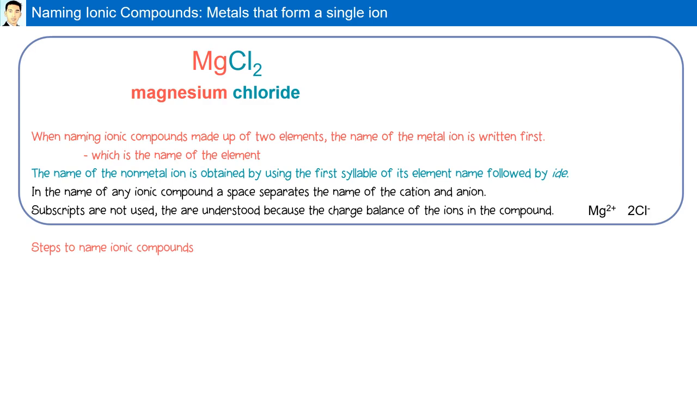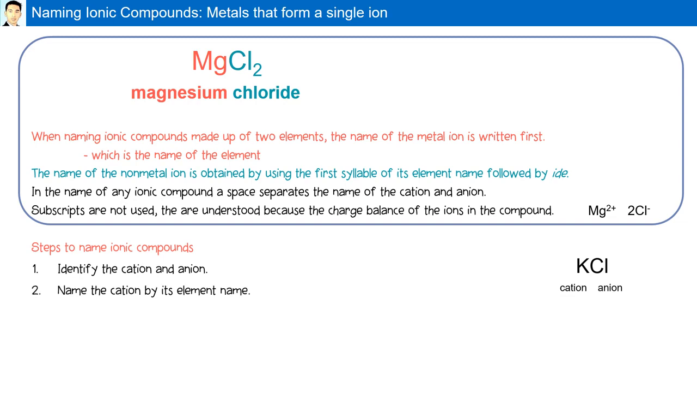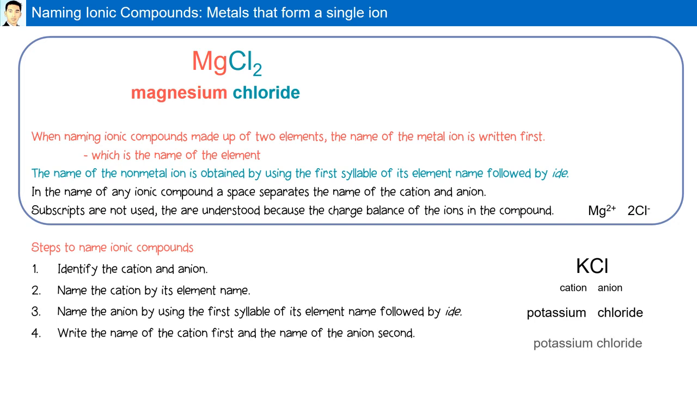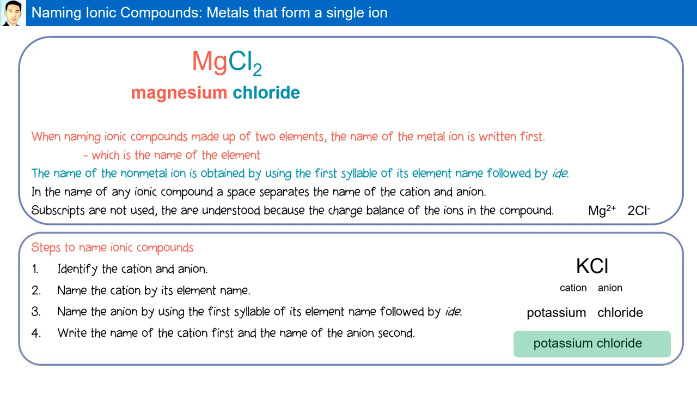Steps to name ionic compounds. For example, KCl. First, we identify the cation and anion, the positive charge and the negative charge. We name the cation by its element name. In this example, it is potassium. Then next, we name the anion by using the first syllable of its element name, followed by IDE. In this example, we have chlorine, which becomes chloride. Finally, we write the name of the cation first and the name of the anion second, potassium chloride.